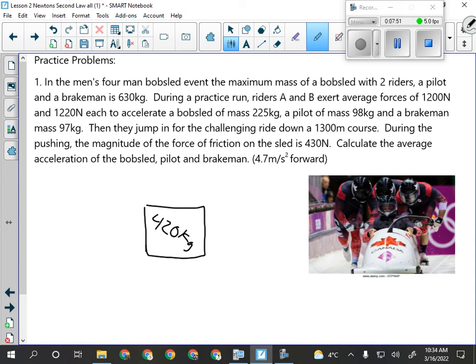So we are looking at 1,200 and 1,220 newtons forward. And we are looking at a force of friction of 430 newtons. And this number, the 1,300 meter course, is also completely irrelevant to what we're doing. A question sometimes will do that. It will give you information that seems like it might be important just to throw you off. So here's my free body diagram. What's my next step?